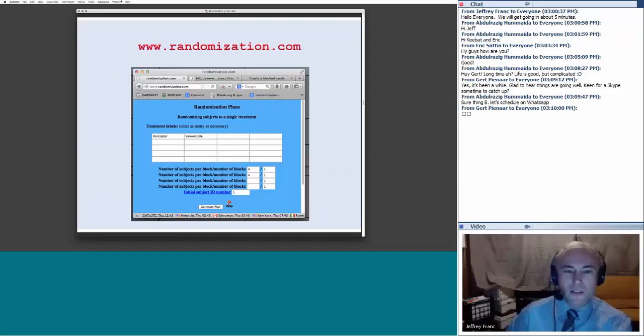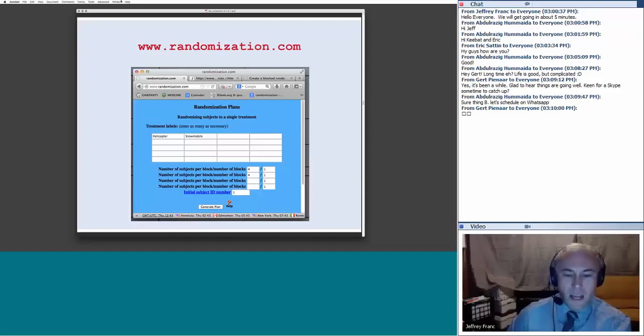Another way you can do that is with these very simple randomization plans. This is on a website conveniently called Randomization. Here you enter the treatment labels. So we have 2 treatment labels, helicopter and snowmobile, and we say we want 4 subjects per block.